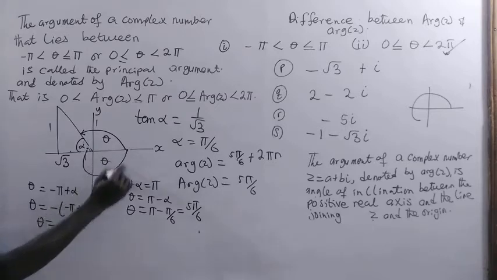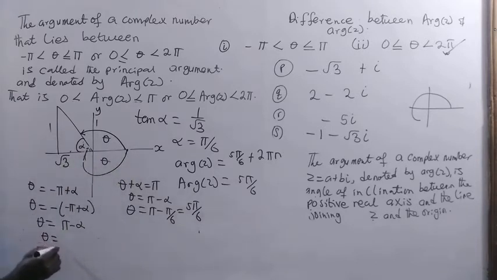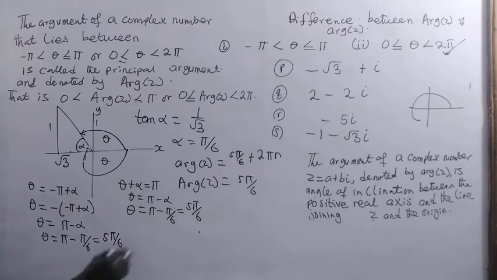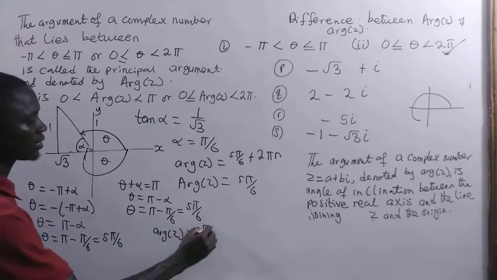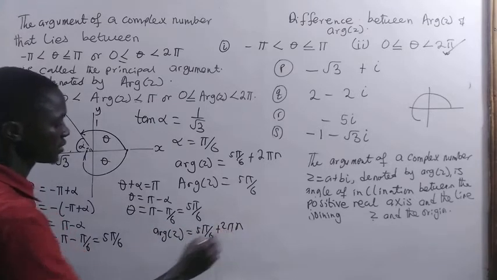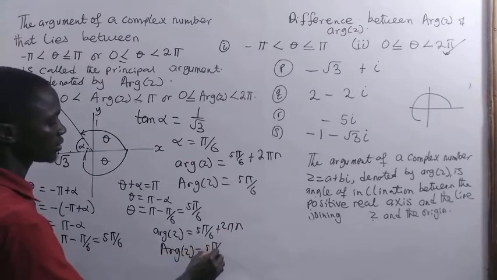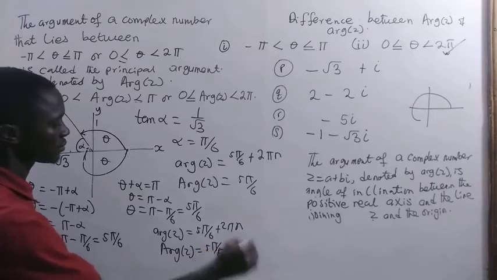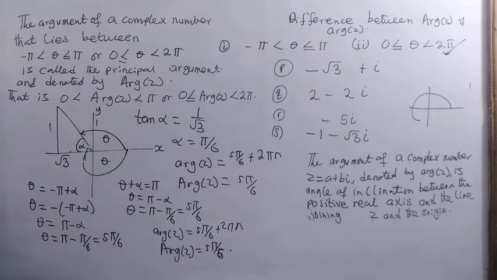So here, if you are to measure it in the clockwise direction, we have theta equal to pi minus pi on 6, and that will give us the same 5 pi on 6. And our argument will be 5 pi on 6 plus 2 pi n, and the principal argument will be 5 pi on 6. Okay, that is in this quadrant. Now let's check the other quadrants.